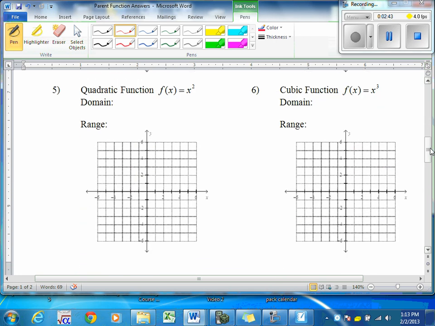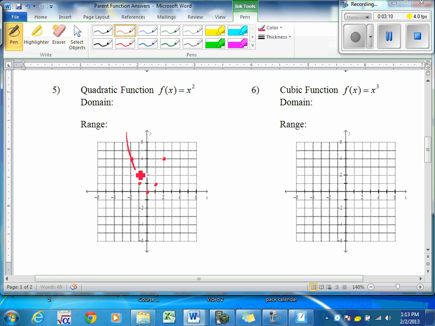The last two on the front. Quadratic, x squared. We know what quadratic looks like. A couple of key points here. If it's just x squared, our vertex is at the point 0, 0. Then it goes through the point 1, 1, and negative 1, 1. It goes to the point 2, 4, and negative 2, 4. Obviously, if we kept going, it'd go through 3, 9, and so forth.